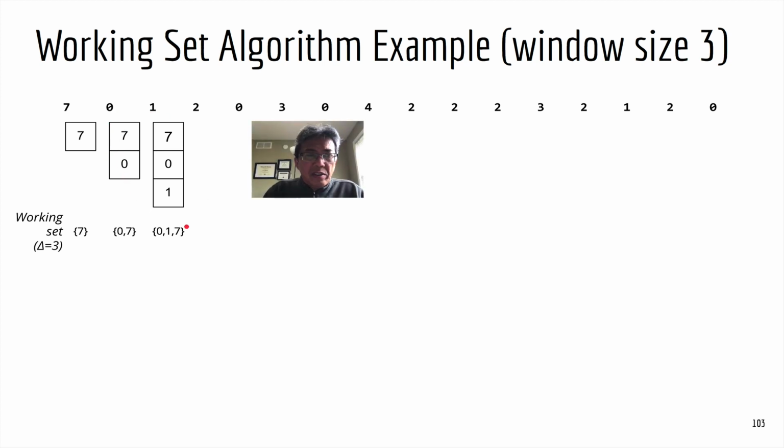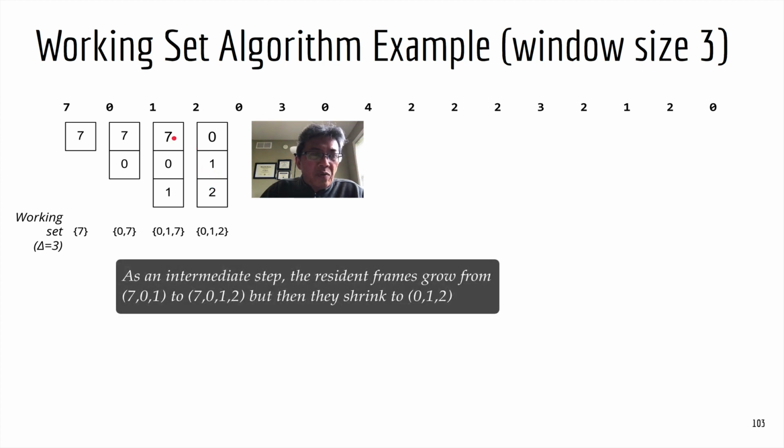Now the next reference to page 2 will trigger a page fault interrupt. Because of that, we know that page 2 will be added to your frame. So technically at that point, the number of frames will grow from 3 to 4. But when we update the working set, again, if you look 3 frames back, the working set includes only pages 0, 1, and 2, and 7 is not part of the working set. That's why 7 was there, but then 7 was removed because 7 was not in a working set.